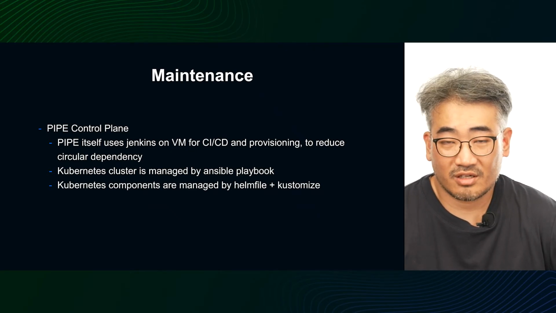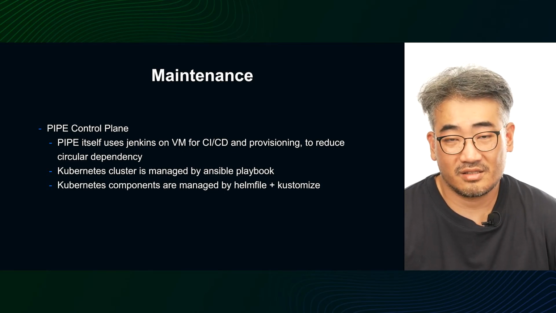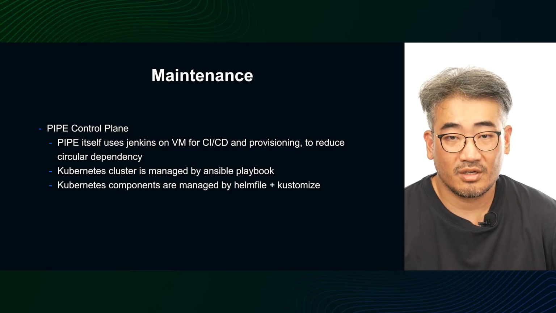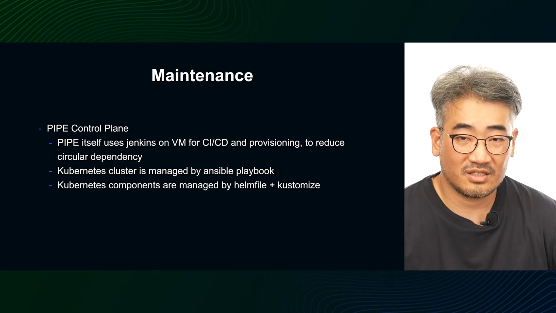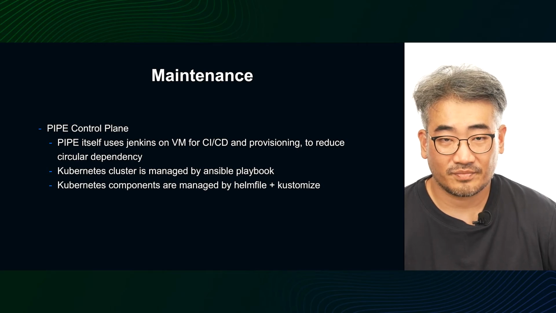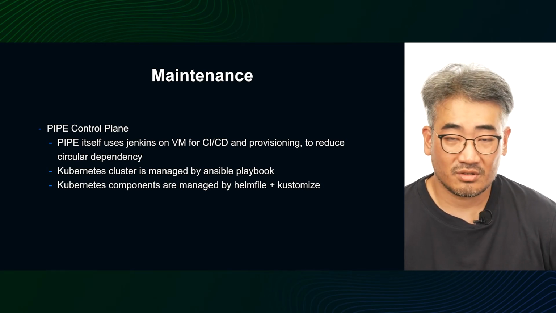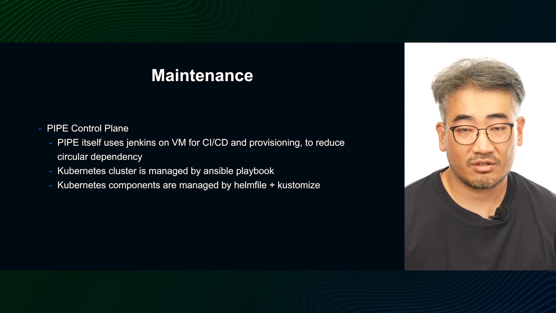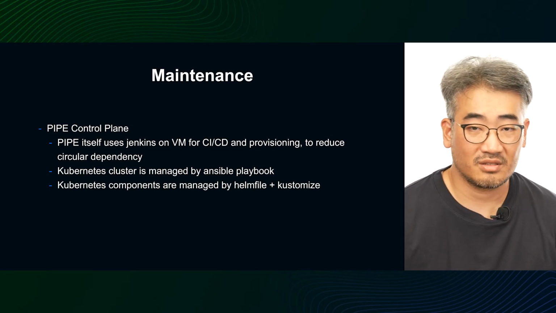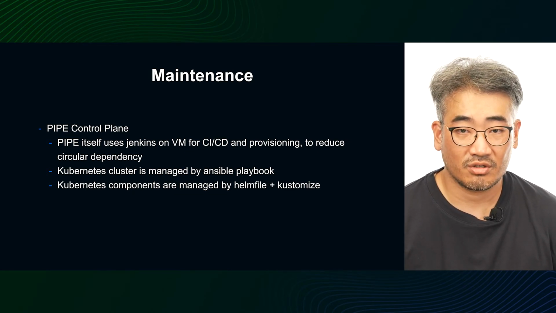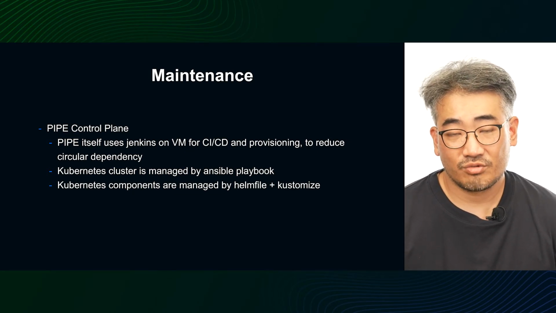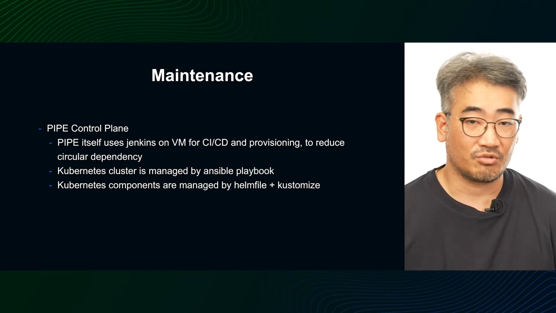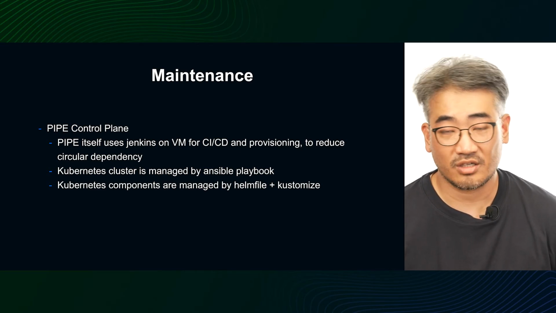Pipe control plane is used on Jenkins, and pipe itself uses Jenkins on VM for CI/CD and provisioning, and it's to reduce circular dependency. And the Kubernetes cluster is managed by the Ansible playbook that we made. And lastly, Kubernetes components are managed by Kubernetes technology, for instance, Helmfile and Kustomize.